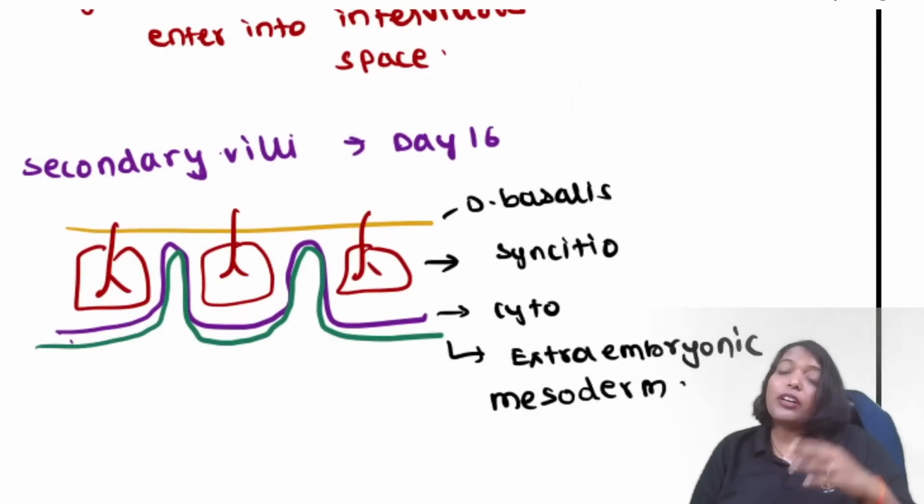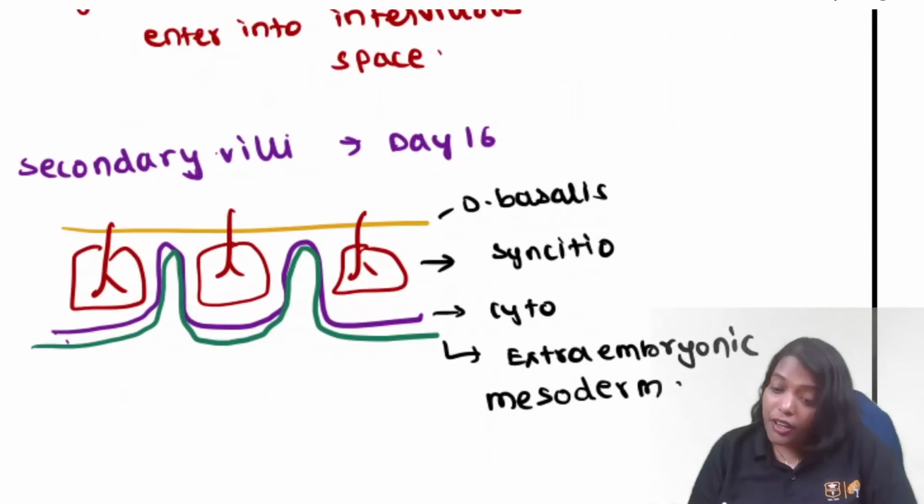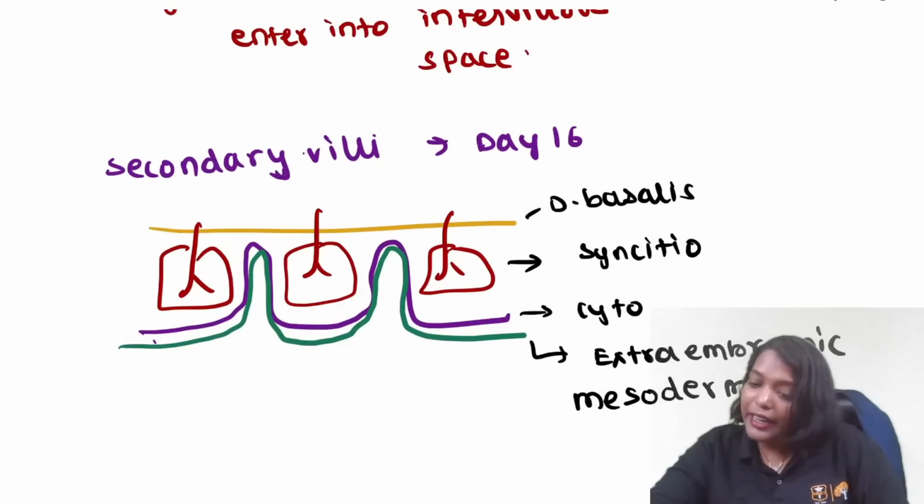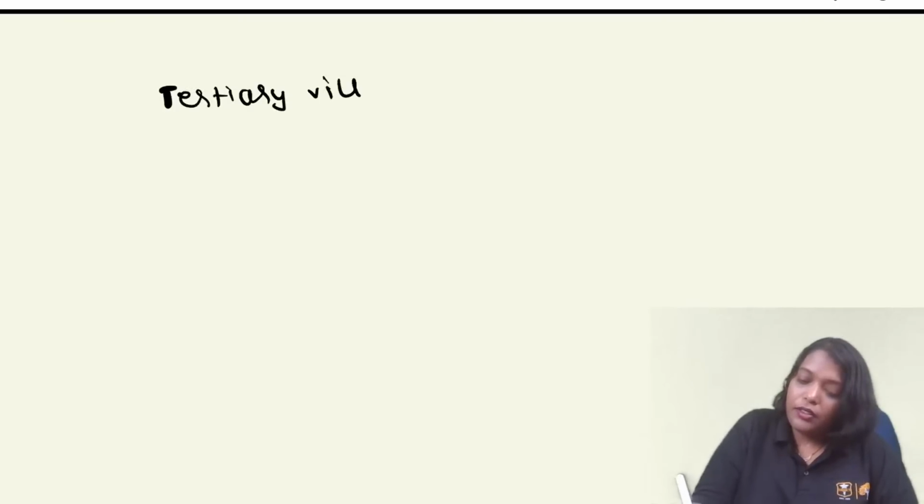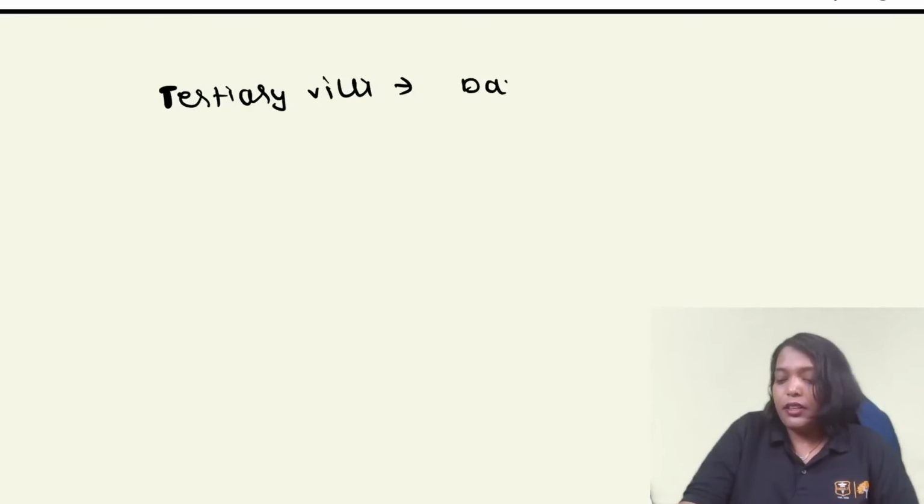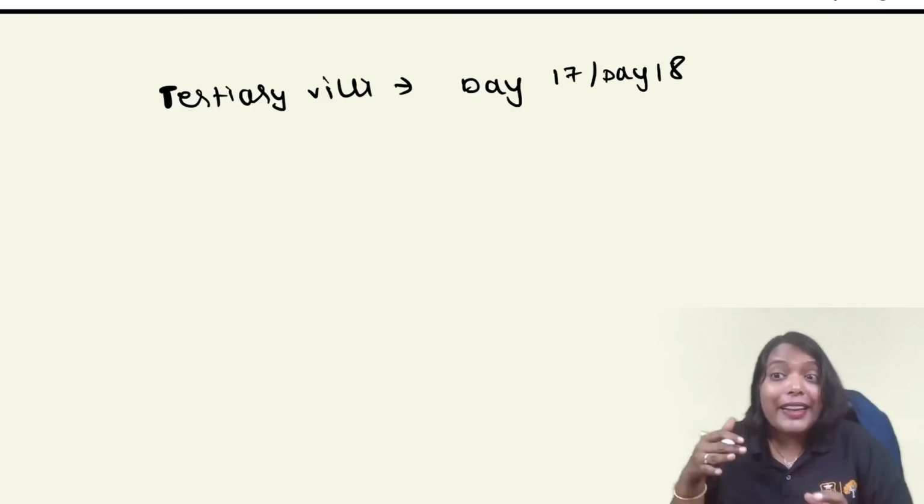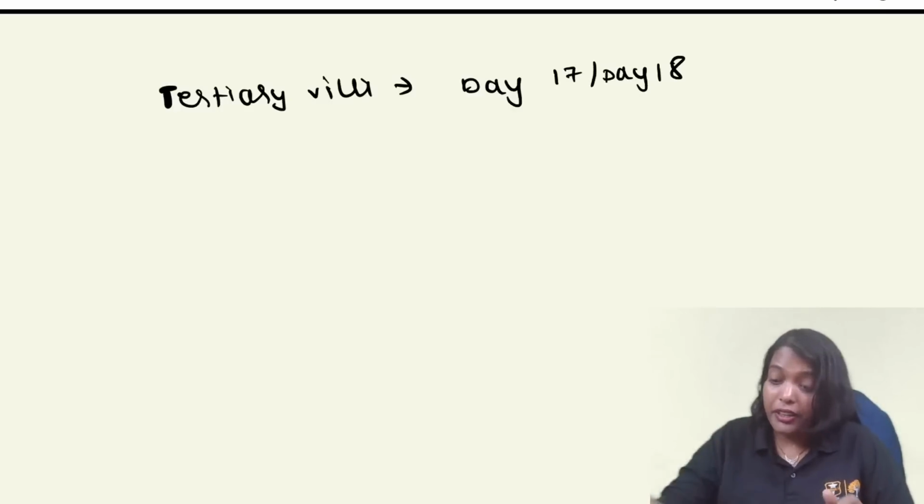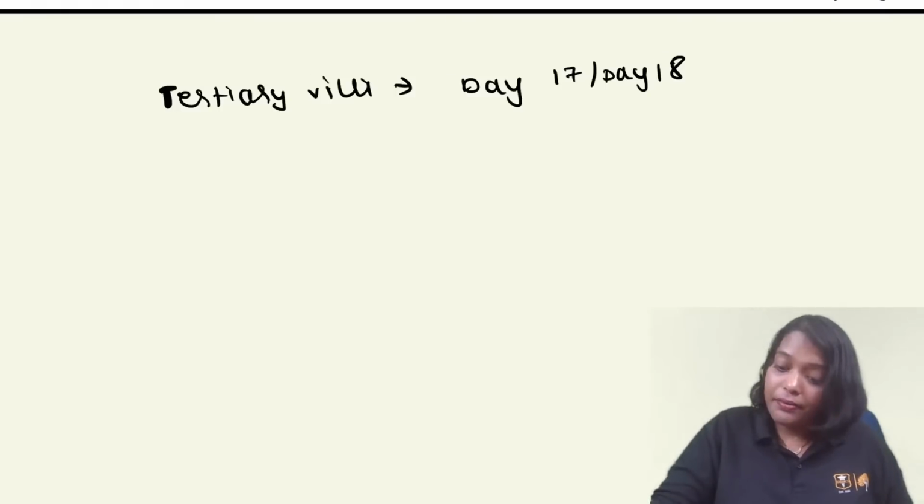Okay. Now comes the tertiary villi. So tertiary villi is formed on day 17 to day 18. So same everything. Now fetal capillaries also will enter into it. So first is the deciduum basalis.